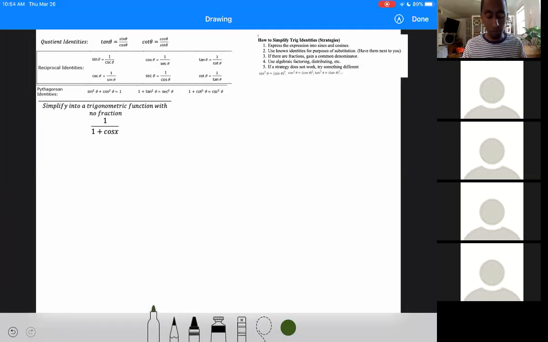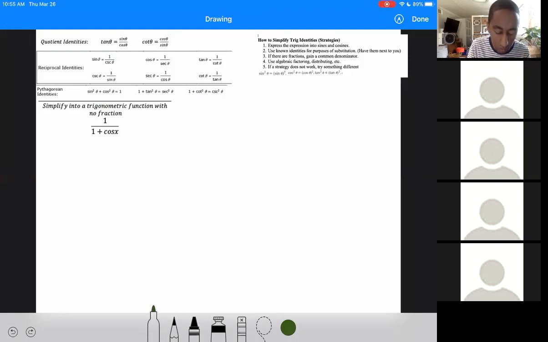So let's say we want to simplify this. This one says simplify it into a trigonometric function with no fraction. So the goal is still to simplify, but this one is saying simplify with no fraction. Okay. So in this case, it looks pretty simple already, right? All we have is a 1 and a 1 plus cosine of x.